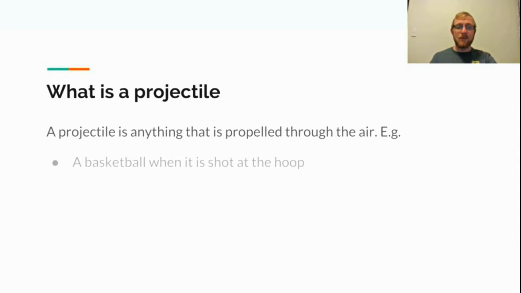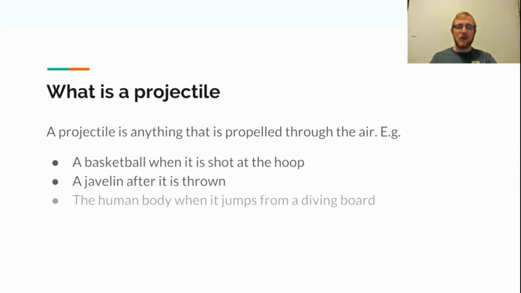For example, a basketball when it's shot at the hoop, a javelin after it's thrown in the air, or sometimes the human body could become a projectile. For example, when a diver jumps off a diving board through the air.